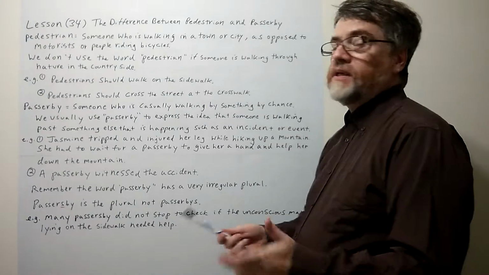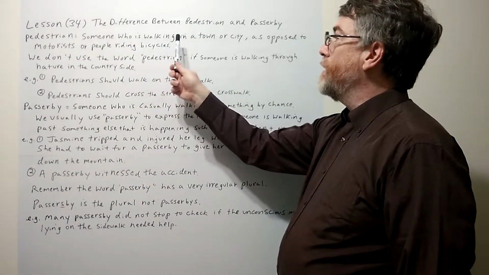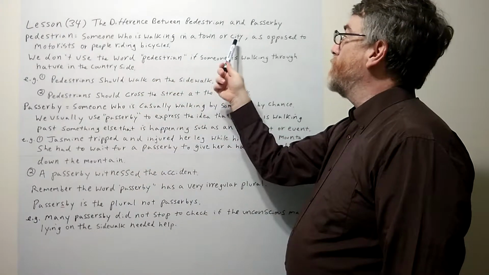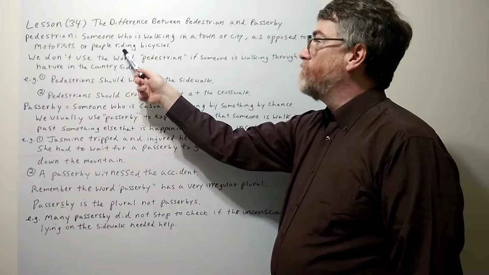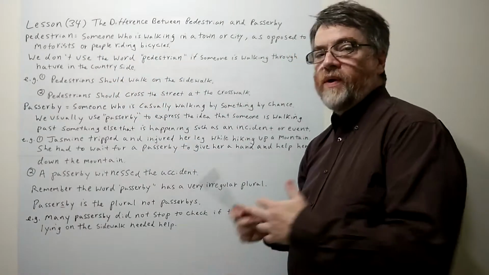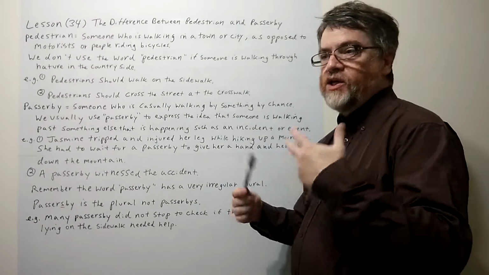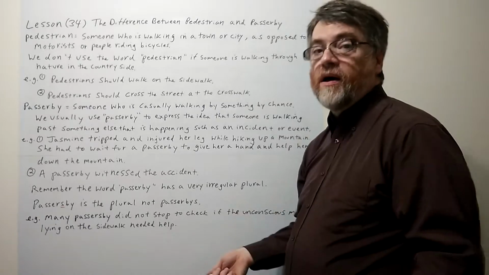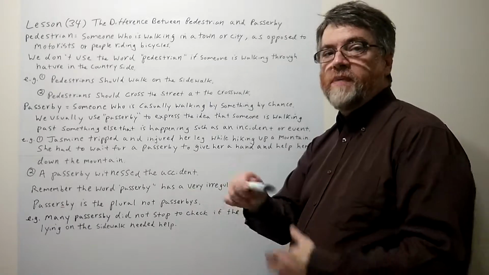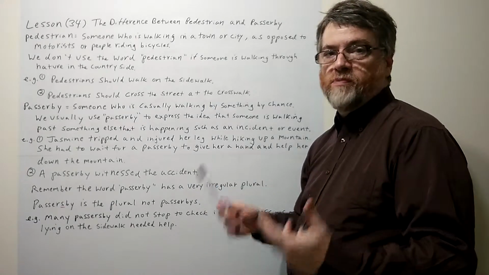All right, so first let's look at pedestrian. Here's the definition: someone who is walking in a town or city as opposed to motorists or people riding bicycles. Here's one thing to note right away. A pedestrian should be in a town or city, in an area that has traffic, especially cars, like crosswalks, people going by. So that's how we usually use pedestrian.